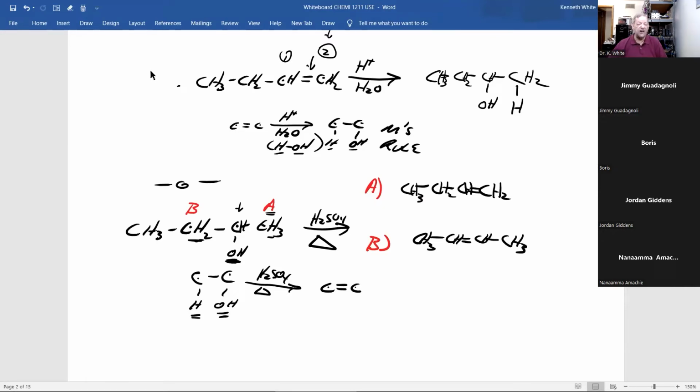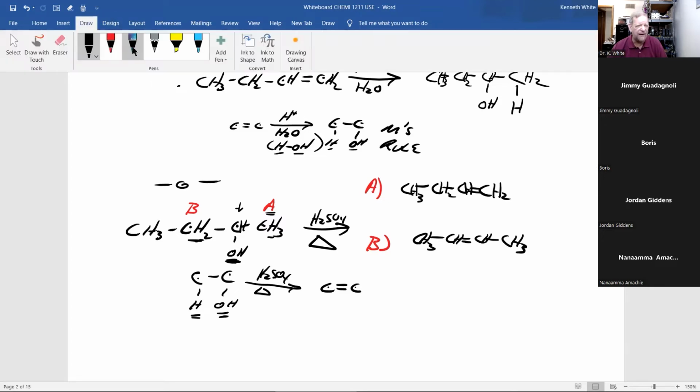Now, what is Zaitsev's Rule? Zaitsev's Rule, the way I will teach you, is that the product you get is the molecule that has, and listen carefully, the most carbon atoms directly bonded to the double bond carbons. Again, the most carbon atoms directly bonded to the carbons of the double bond.